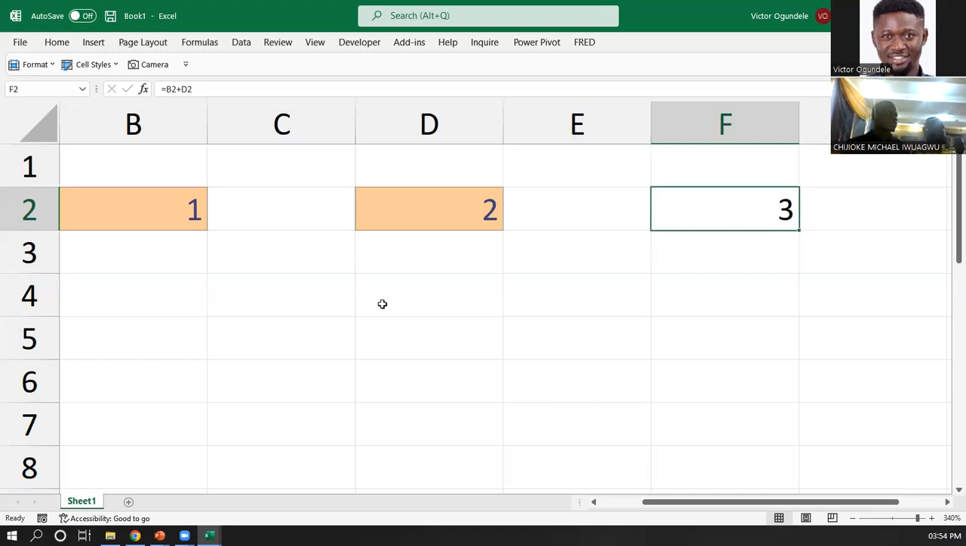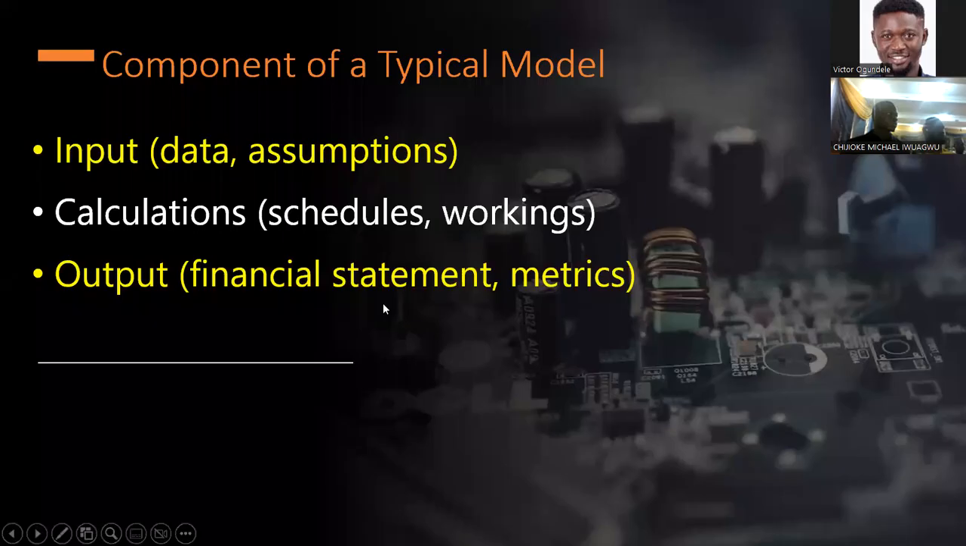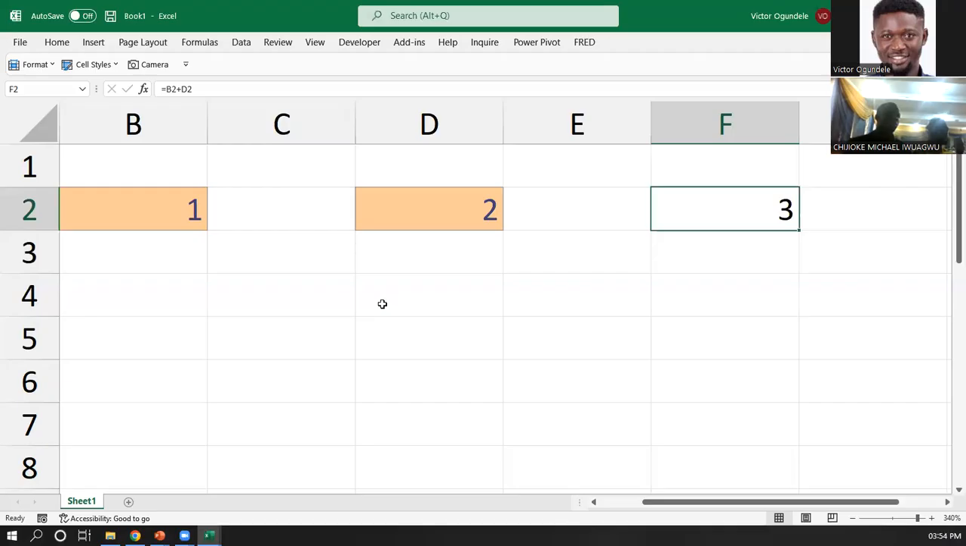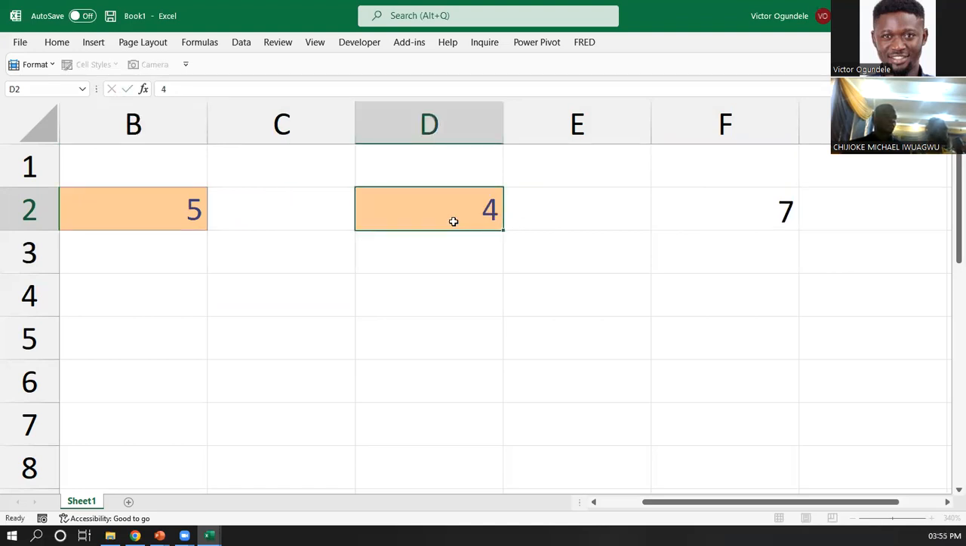Why? Can you look at the component that we mentioned? One is because I have inputs, which is this 1. I have another input, which is this 2. Then I have my calculation, which is 1 plus 2, and I have my output. Now, what makes it a model is because it is dynamic. I can always come back here, change my 1 to 5, and my output automatically updates and adjusts. Change this 2 to 6, to 4. You see, it just affects the output automatically. And basically, that's what we call a model.